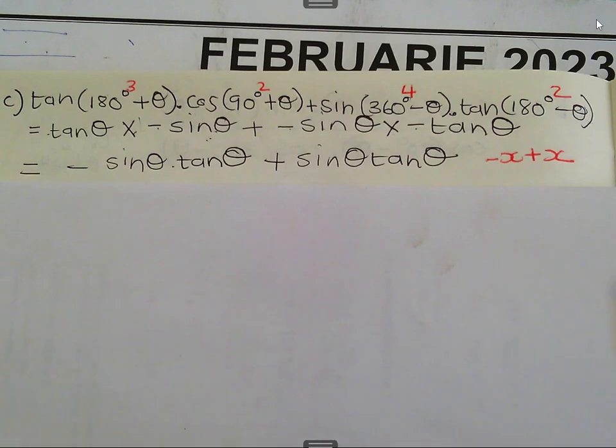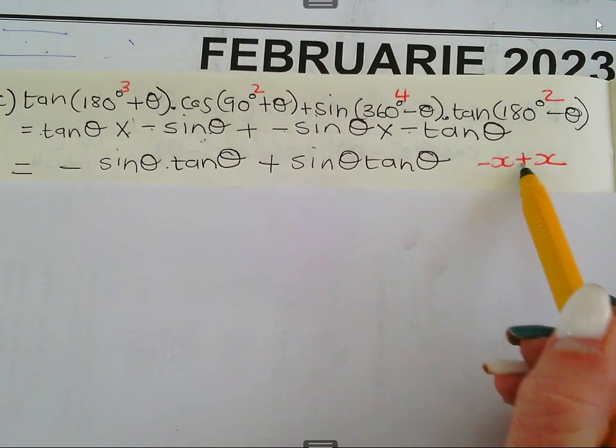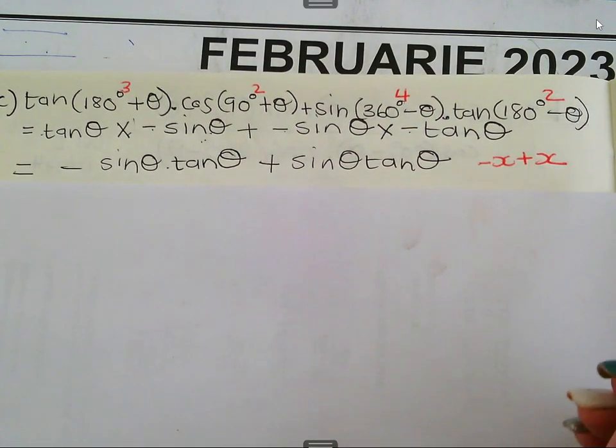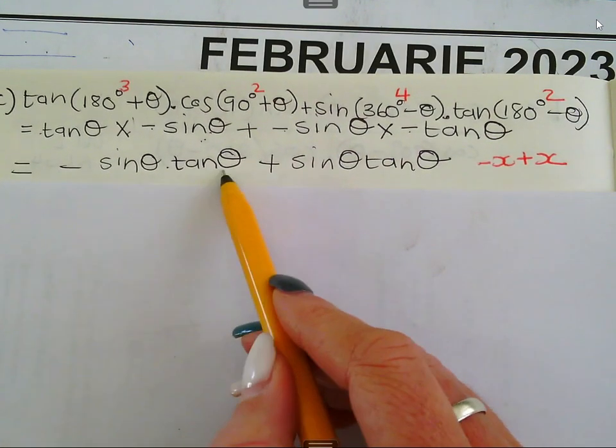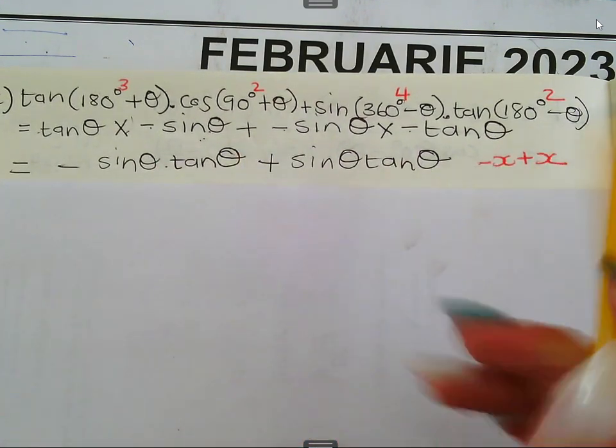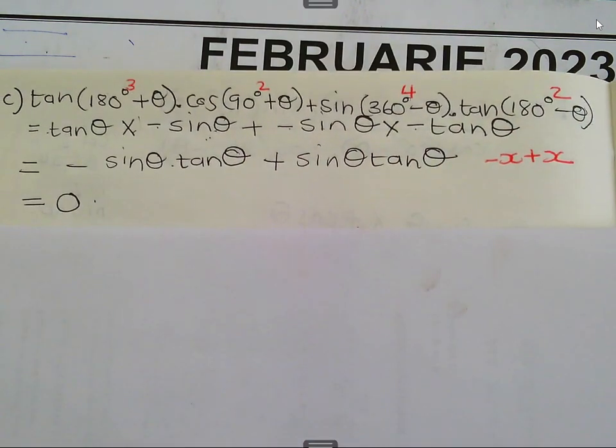Now this is the same sum as having negative x plus x. What is negative x plus x? 0. Negative sin theta tan theta plus sin theta tan theta, the answer is 0.